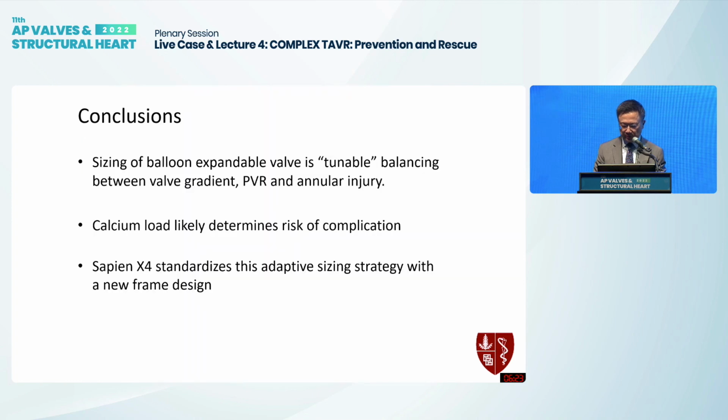So in conclusion, the sizing of balloon expandable valve is tunable as it stands now, balancing between valve gradient, perivalvular leak, and annular injury. I think the key component is the calcium load of the valve, which likely determines the risk of complication and makes you decide how you tune the size a bit. And I think the SAPIEN X4 standardized this adaptive sizing strategy with a new frame design. So I look forward to seeing how the data pans out in the X4. Thank you.